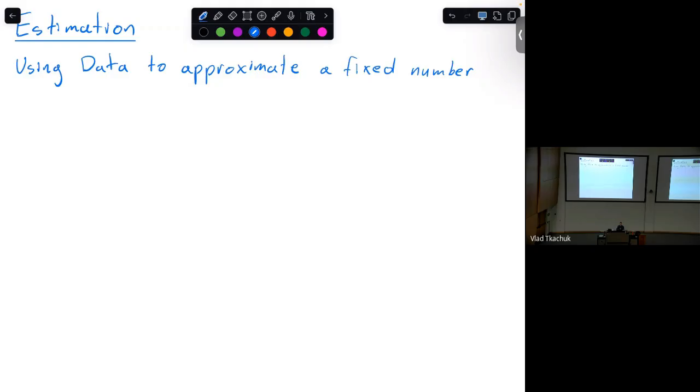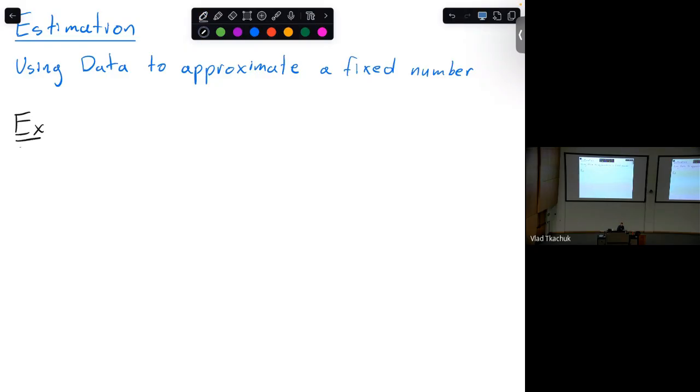Okay, so this is a whole topic in statistics, and there are a lot of ways to estimate things. We're going to do things very simply, but we'll learn some things. Roughly speaking, you could think of estimation as the process of using some data, in our case, our data set, to approximate a fixed number, or some fixed quantity. In our case, it's going to be a fixed number. Most of the time, you want to approximate some parameter. Okay, so let's have a look at how this is going to work.